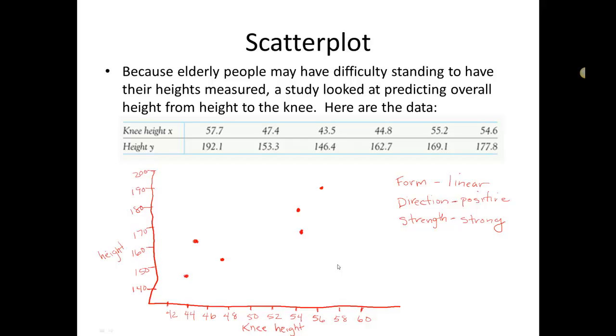All right, so now we've learned how to construct a scatter plot. In the next video, we'll do some more with this data, looking at correlation and regression.